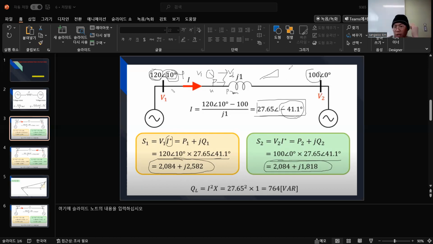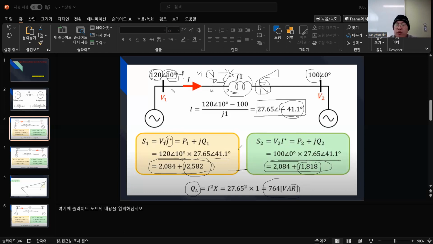So what I want to say is, look at that. Since there's no R in the line, you know what I mean? There's no active power loss. So it only has reactive power loss. This number from here, minus this number, so we lost this number here. Yeah, this is the first equation.